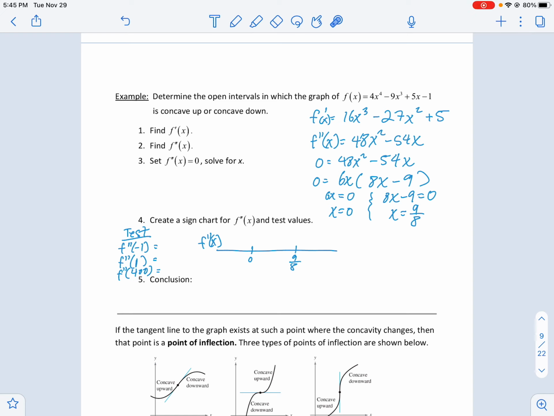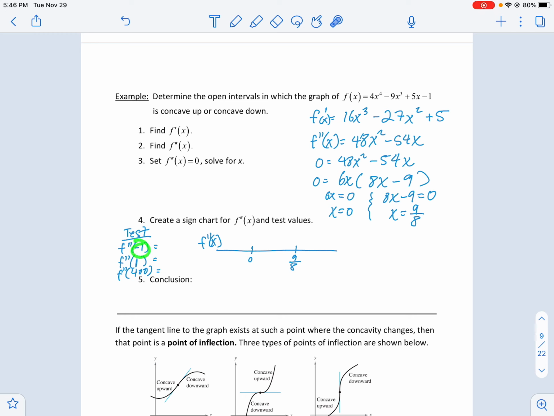You can plug it into this original f double prime, or you can plug it into the factored out version of it. Some might find it easier to plug it into the second one, just because it's easier to see what values it'll be, if it'll be a positive or negative, and how the positive and negative interact. But it is totally fine to do it in this original f double prime. So I'm going to plug in -1 into the second derivative function. I'm going to plug it into here.